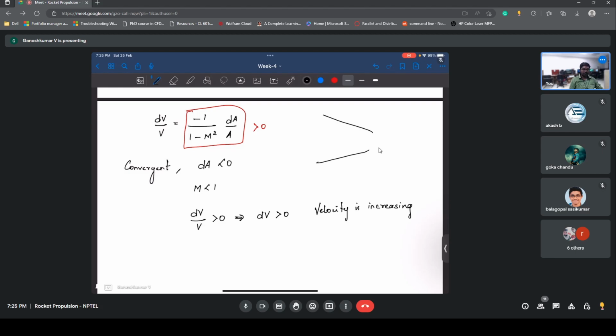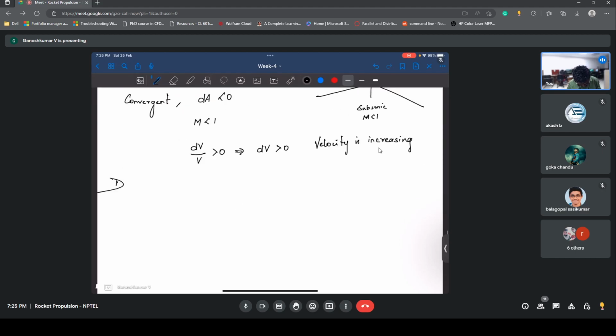Now, I hope this is clear. Inside the convergent section, Mach number hasn't reached 1, so it's still a subsonic flow. We have this convergent portion, and now we have a divergent portion. Here it is subsonic, which is Mach less than 1. Now let's do the same thing for the divergent portion. Mach is less than 1 because Mach number equal to 1 hasn't been reached.